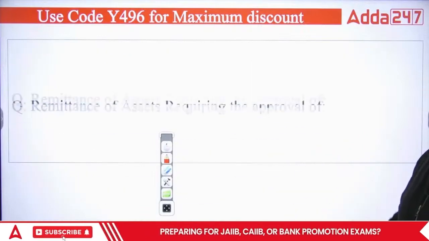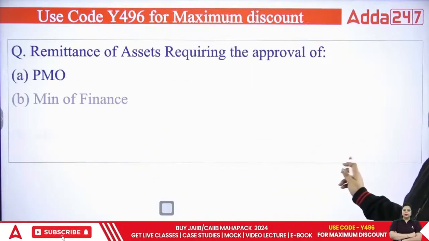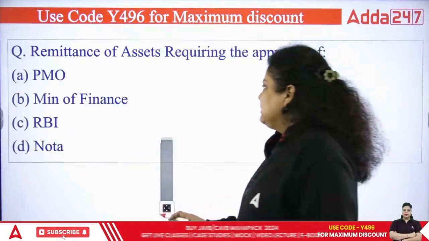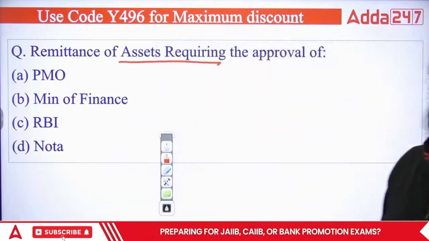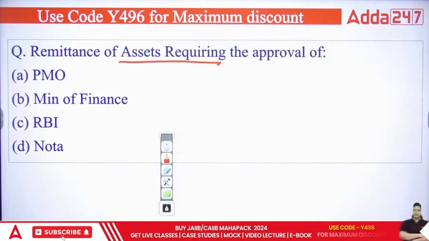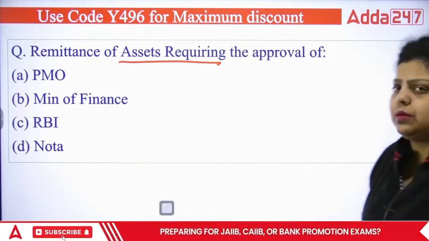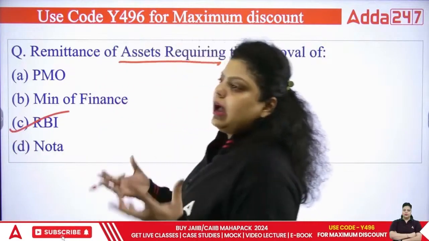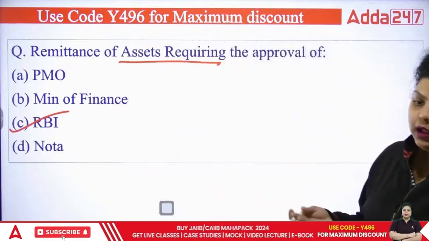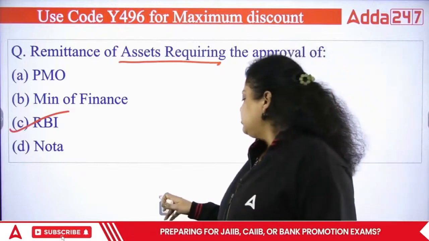Okay. Next, remittances of assets requiring the approval of which of the following? The PMO, the Ministry of Finance, the RBI, or none of the above? And the right answer for this question will be obviously RBI. If you are remitting a certain asset, then you have to take permission from Reserve Bank of India, the central bank of the country. Okay, so right answer will be your C option.